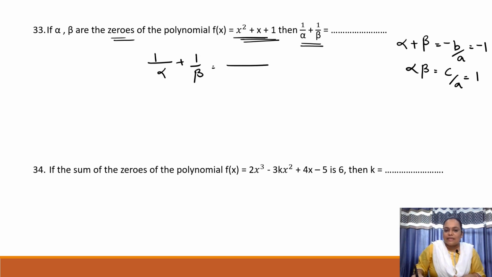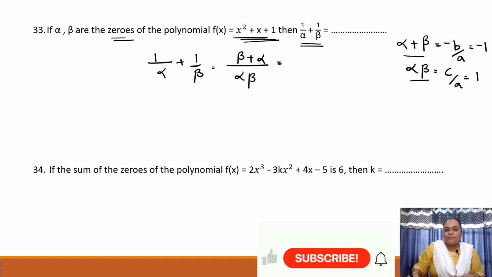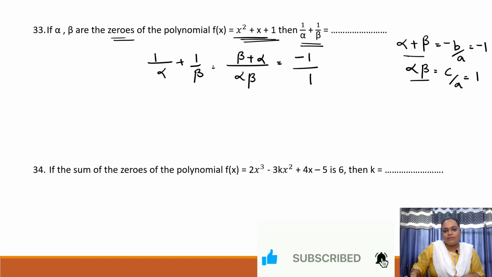If you take an LCM for this, alpha beta, beta plus alpha. Now, let us substitute the values of alpha plus beta and alpha beta, which is minus 1 by 1, which is minus 1.